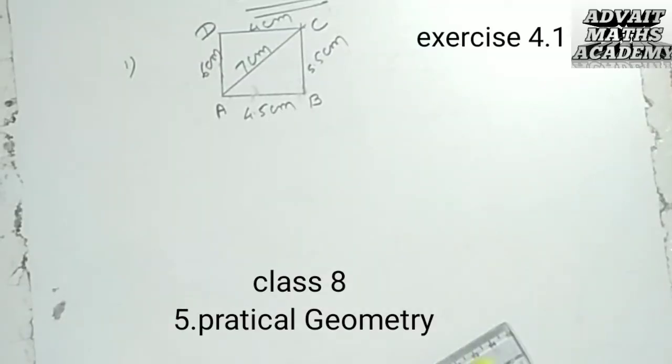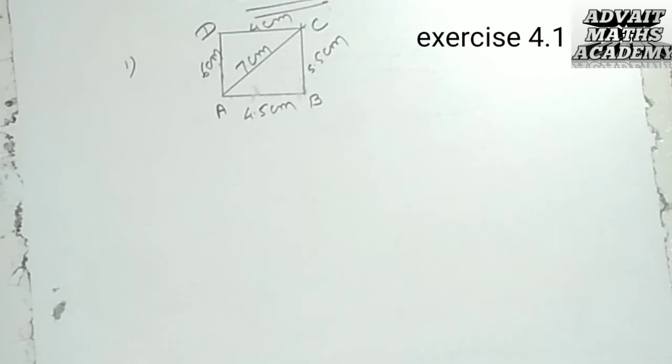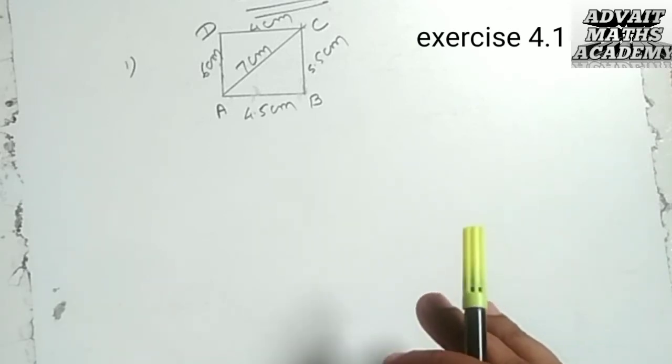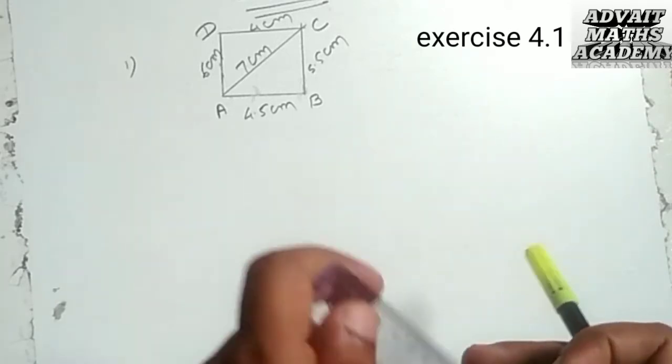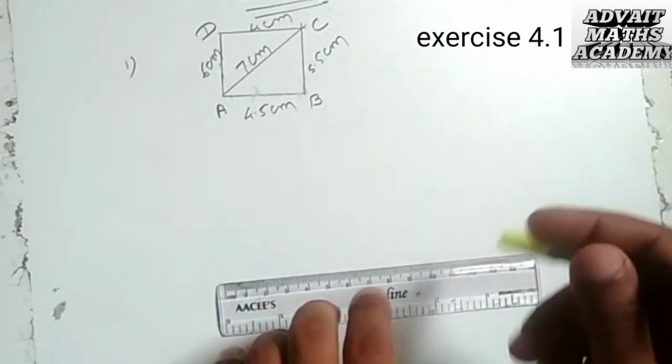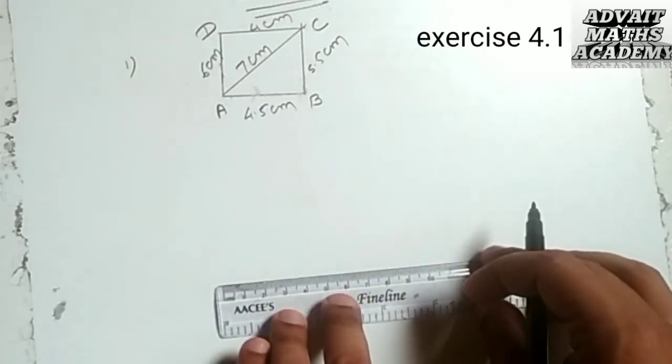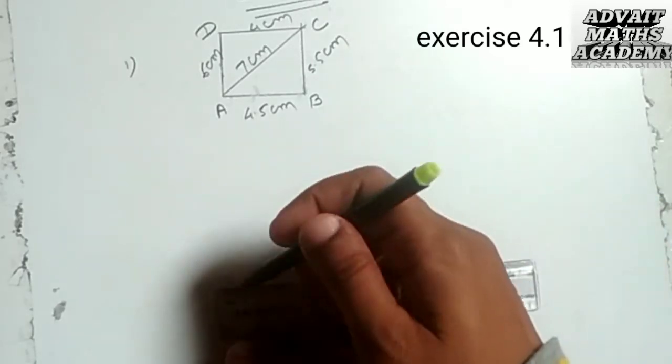Good morning, students. Let's start the chapter geometry. See that we have to construct a quadrilateral according to the rough figure, given the condition. Now we have to see the main figure of exercise number 4.1. First draw the base AB, that is 4.5 centimeter.